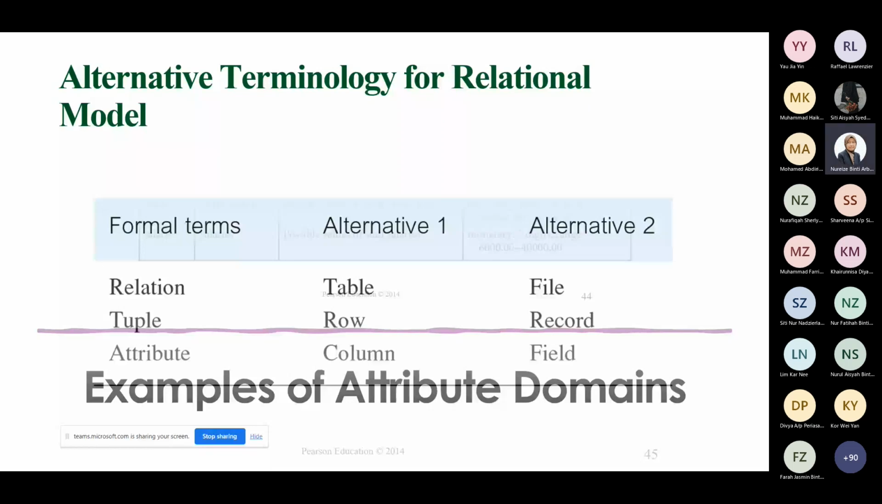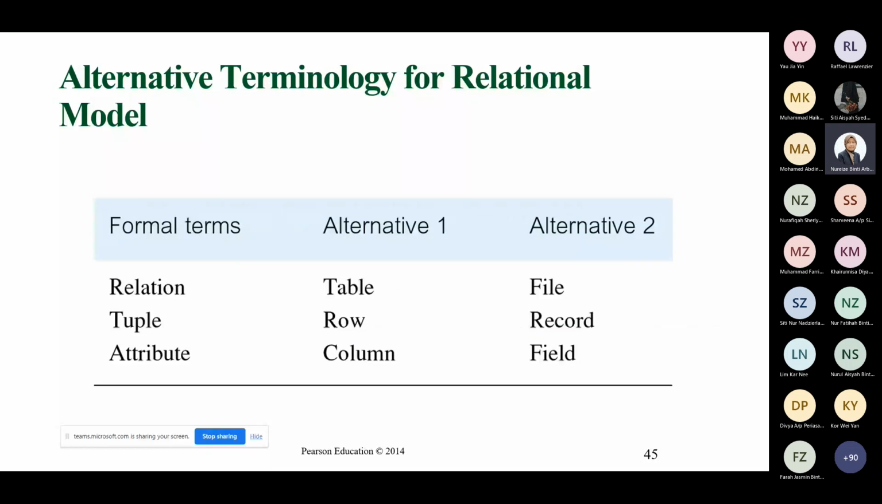Formal terms. Alternative 1, alternative 2. So this is what I mean. For one definition, for one name, we have multiple naming. Like a relation, it is also known as a table, also known as a file. For the tuple, it is also known as a row, also known as a record. And for attribute, it is also known as a column, and also the field.